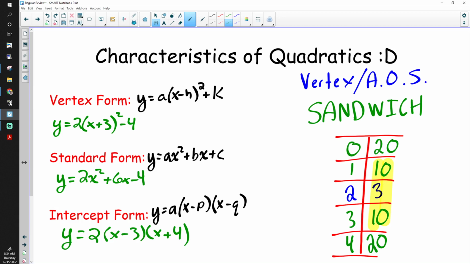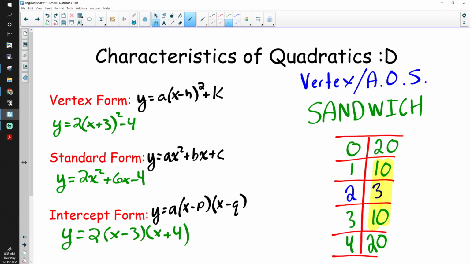Now, we could do this with formulas and stuff, but if you can realize when you have a sandwich, you'll be able to find the vertex and axis of symmetry. The vertex is the point. The vertex would be the point 2, 3. The axis of symmetry is just the x value. Okay, so let's do this.